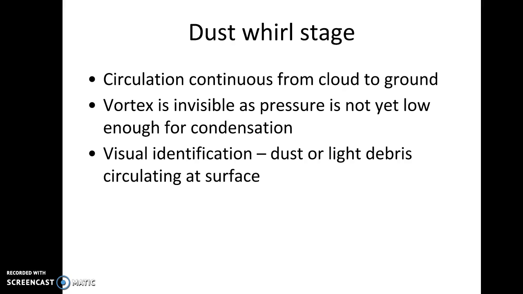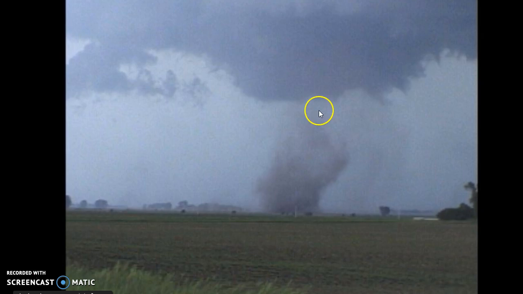So when a tornado starts, we start out with what's called the dust swirl stage. We're going to see a little bit of air circulating on the ground. There's going to be no funnel. You won't actually see a visible vortex. A vortex is the funnel of the tornado. You're not actually going to see anything yet, but what you might see is some dust or some light debris starting to circle around the surface.